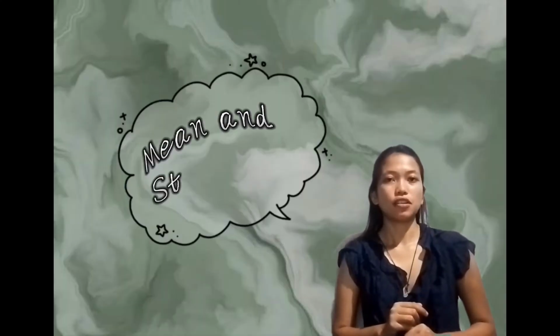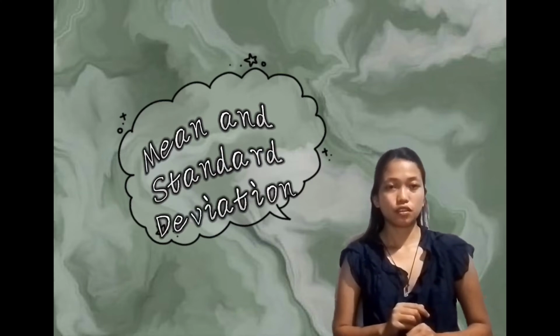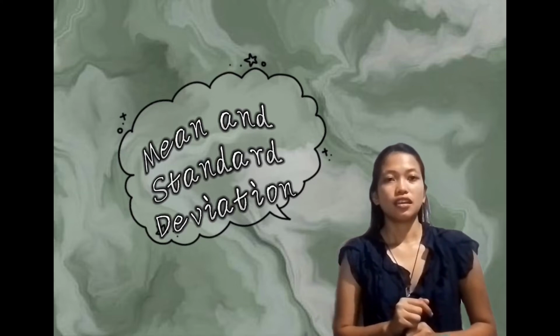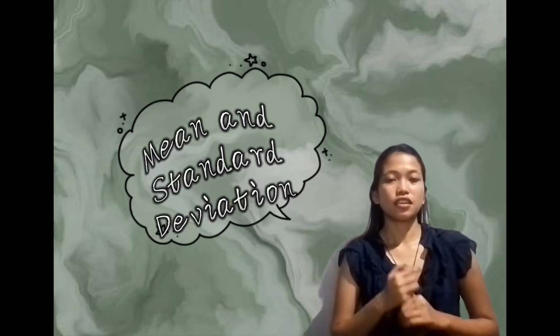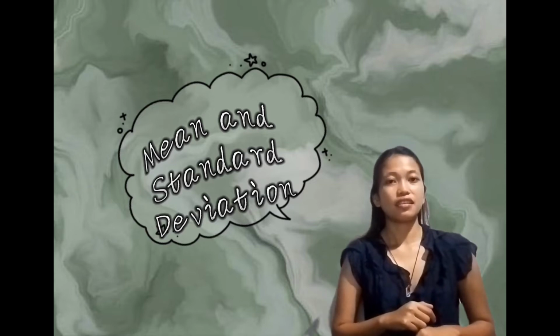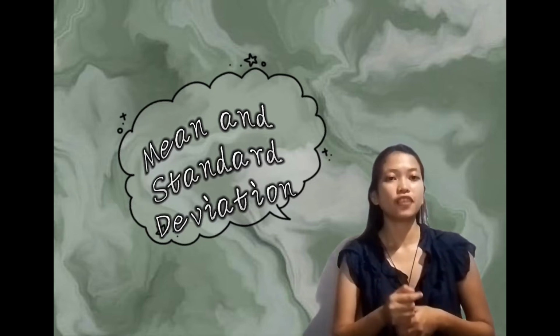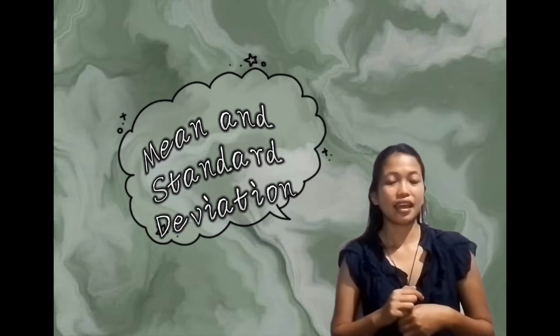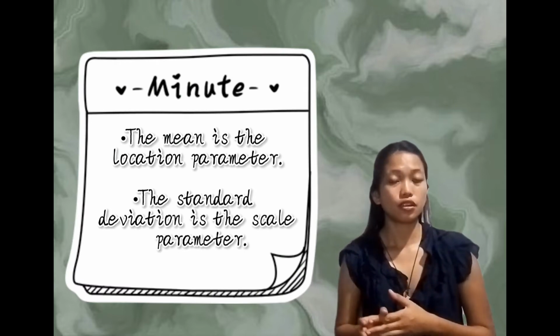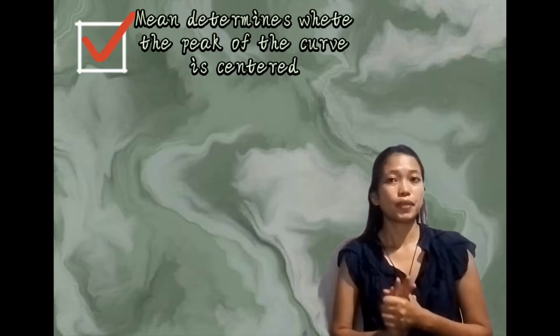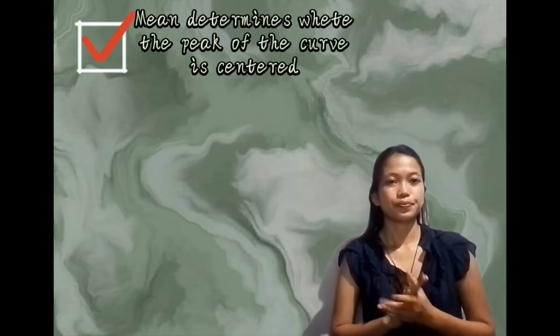Now, let us talk about the mean and the standard deviation of a normal distribution. As we recall, one of the properties of standard deviation stated that the normal distribution should be determined or defined through its mean and standard deviation. The mean is the location parameter, while the standard deviation is the scale parameter. The mean determines where the peak of the curve is centered.